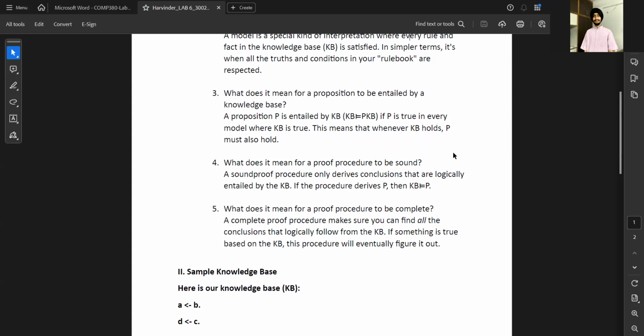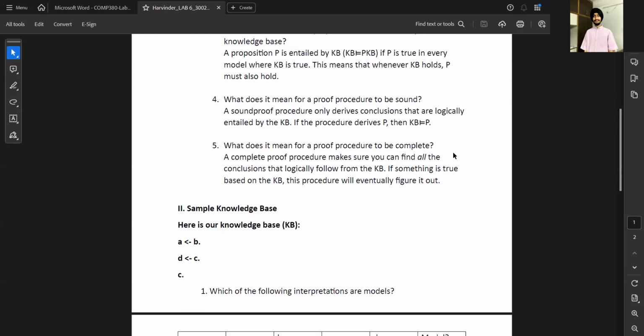Move to the next question. What does it mean for a proposition to be entailed by a knowledge base? A proposition P is entailed by KB if P is true in every model where the knowledge base is true. This means that whenever the knowledge base holds, proposition P must also hold.